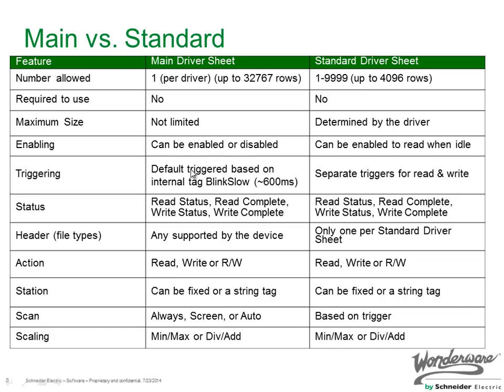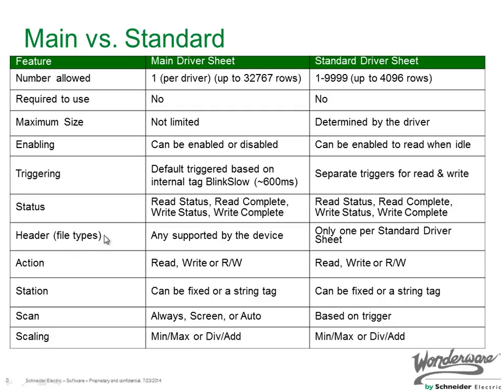The triggering of the main driver sheet is really driven by a tag called blink slow, which is approximately 600 milliseconds. In the standard driver sheets, you have separate triggers for read and write, and you have to control those manually. You have more control over the standard driver sheets, but the main driver sheet is a little bit easier to use. You have the same status fields, and here's where the differences really start to come in.